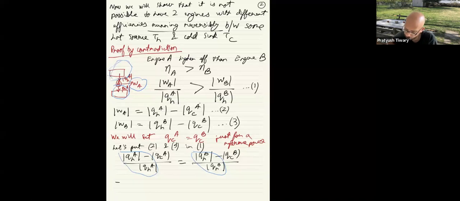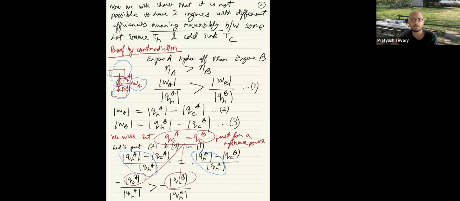What are we left with? We are left with minus QCA by QHA is more than minus QCB by QHB, okay? And this is where we will use the assumption, the reference that we set, that QCA is equal to QCB. So we will use that assumption over here. So these two things can be removed from both sides, and they are positive numbers, they are modulus, so we can do that. Therefore, QHA is more than QHB, okay?